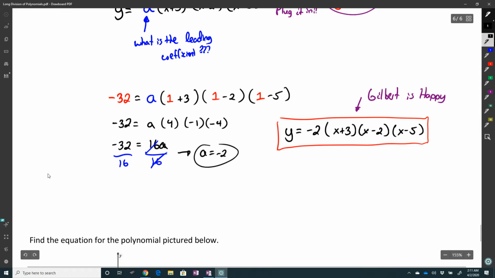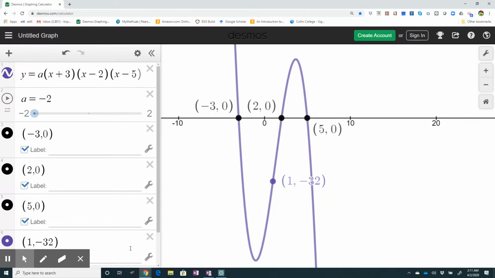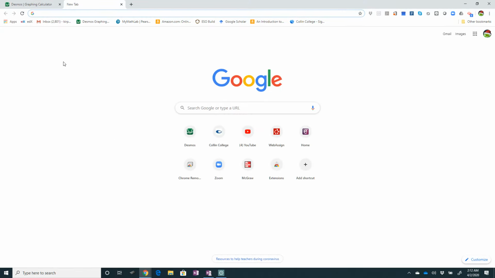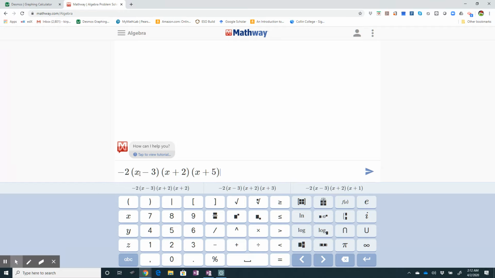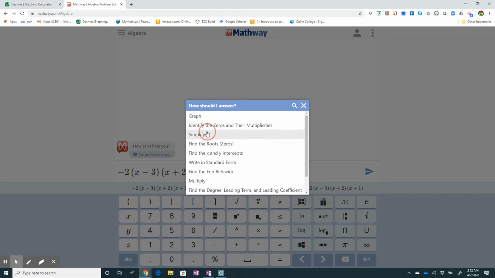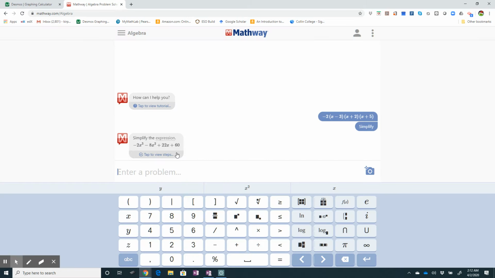However, if you're doing it online, sometimes they might want you to expand it. And to me, that's just a bunch of busy work. It doesn't really have to do with what we're doing. So I'm okay. If you know how to get the answer that I just got, you can go to, let's say, Mathway or something. Is that the one you all use? And you can go ahead and type it in. Negative 2 times x plus 3, x minus 2, x minus 5. And you just say simplify, and it gives you the answer.